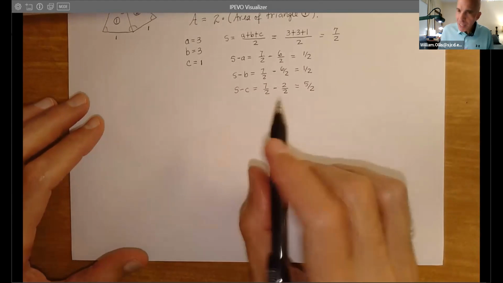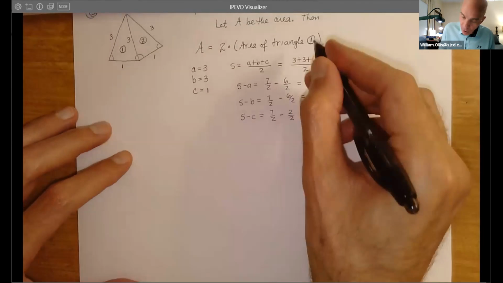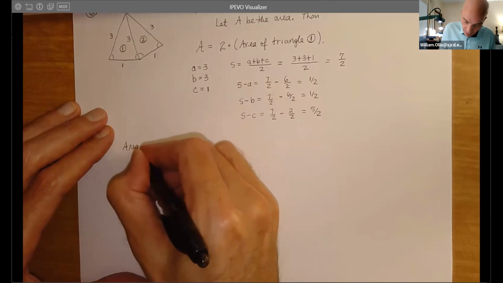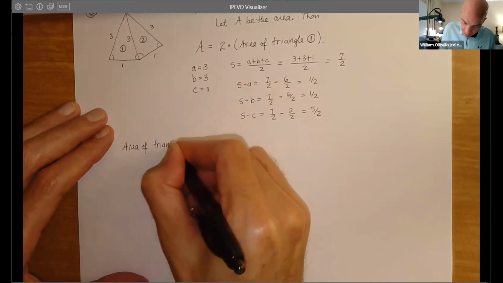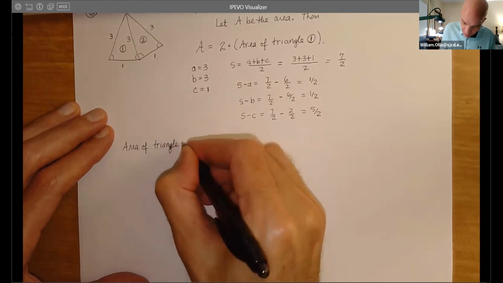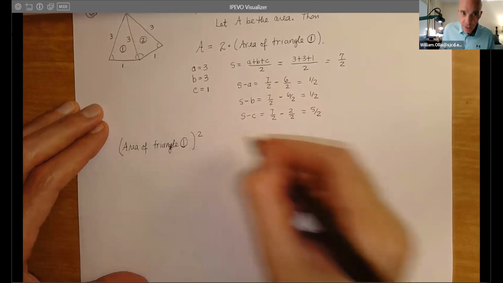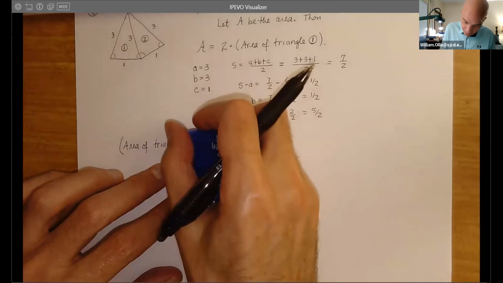So now we can just look at the area of triangle 1. So let's just say area of triangle 1. And we'll just square it since we're lazy. Let's just look at the square right now. Sorry, that looks kind of bad.